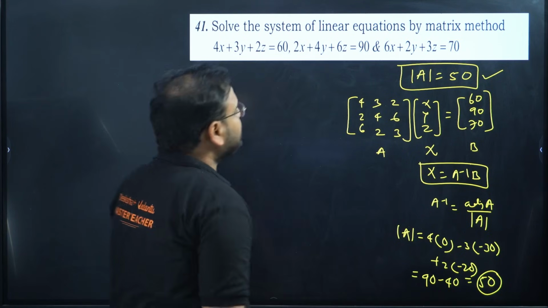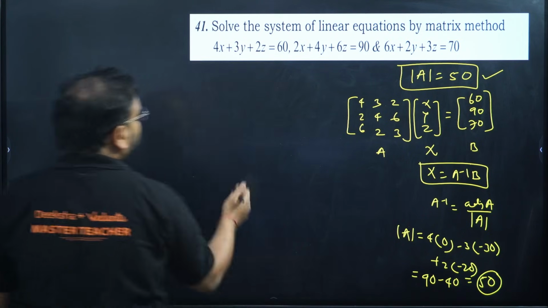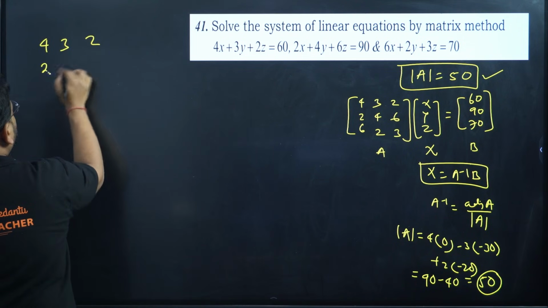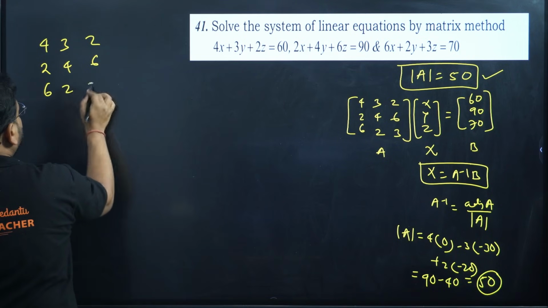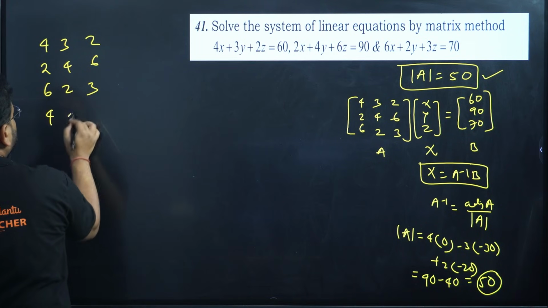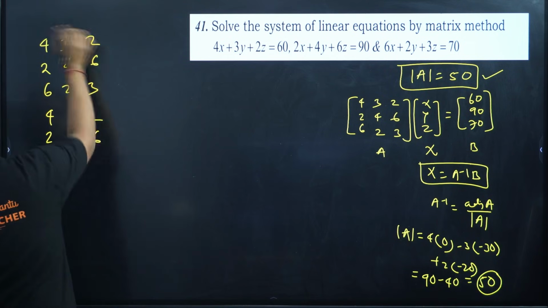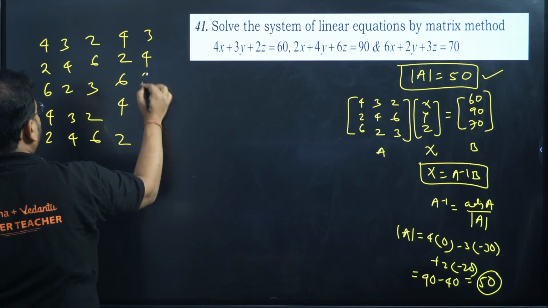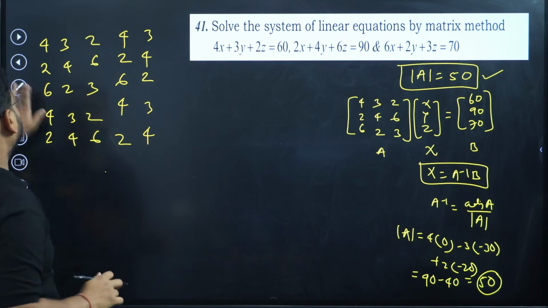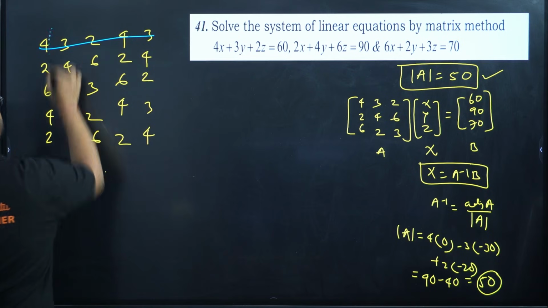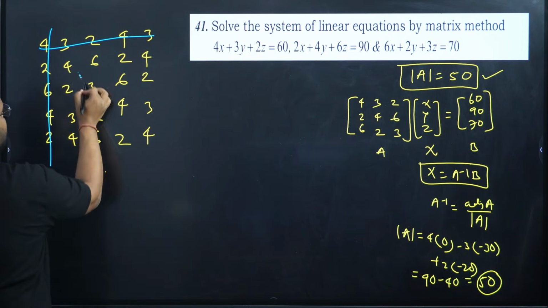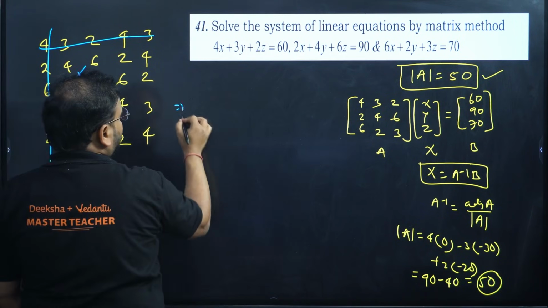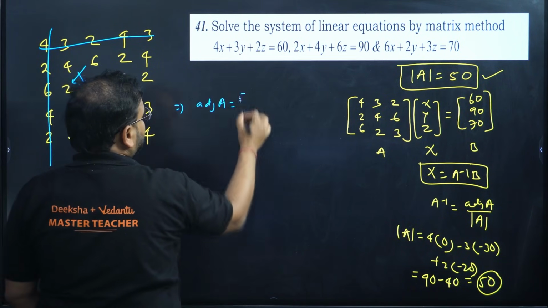Now next step is to find the adjoint. For that we have learnt a trick. Let's apply that. Write this matrix 4 3 2, 2 4 6, 6 2 3 and repeat the first two rows. So 4 3 2, 2 4 6, and the first two columns, so 4 2 6 4 2, the second column 3 4 2 3 4. After making this 5 cross 5 matrix, remove the first row and first column. Simply go in the vertical form like this, do the cross multiplication and write the answer for adjoint directly in rows.